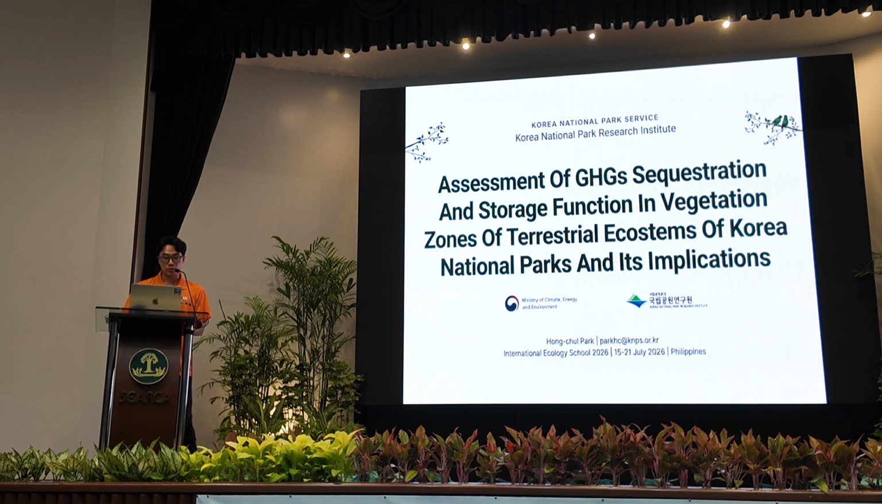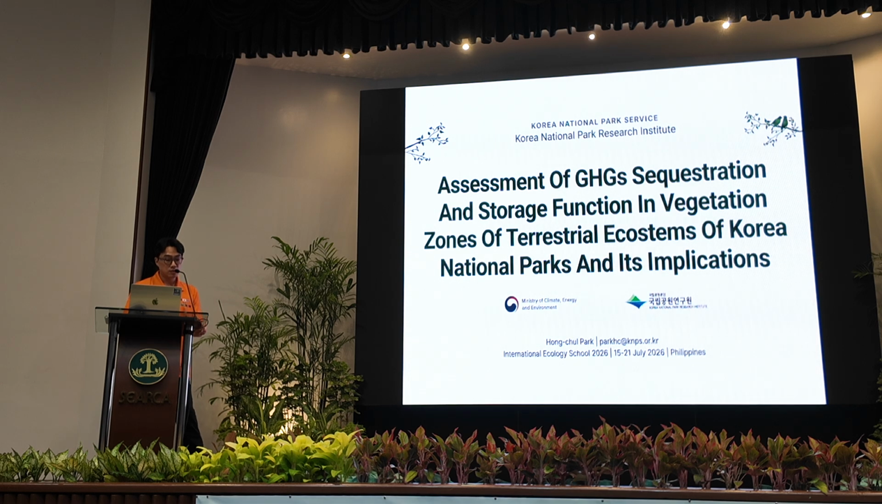Institute. Today I will present our assessment of greenhouse gas sequestration and storage in the vegetation zones of Korea national parks. I will explain our method and the result later.